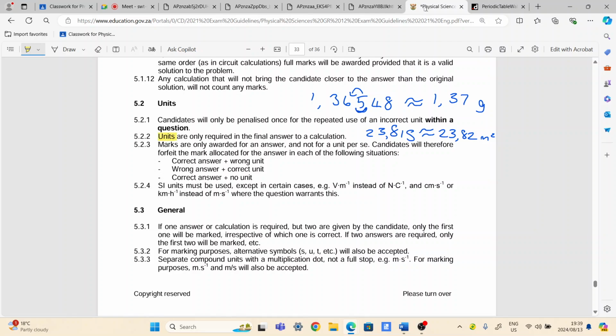Again, units are only required in the final answer of a calculation. This is something I've made a mistake on multiple times when I was doing physics, even in university. I would get the final answer, but I would forget to put the unit in, and then I would lose a mark. And that one mark could have been the difference between a pass or a fail, or the difference between a 61% and a 75% or something like that, depending on the marks for the paper. That one mark can actually cost you a distinction or whatever mark you're looking for. So always be sure to write down the unit.